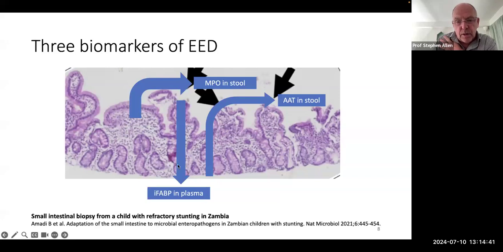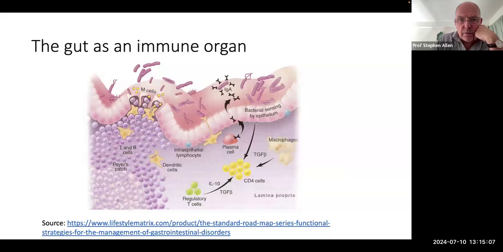And then the third marker that we've used is intestinal fatty acid protein. That's in plasma, not in stool. And that protein is pretty much restricted to the mucosal cells of the proximal small intestine. So if they are stressed or damaged, then that leaks through into the bloodstream and is a blood marker of mucosal damage. So those are the three biomarkers I'll be talking about.